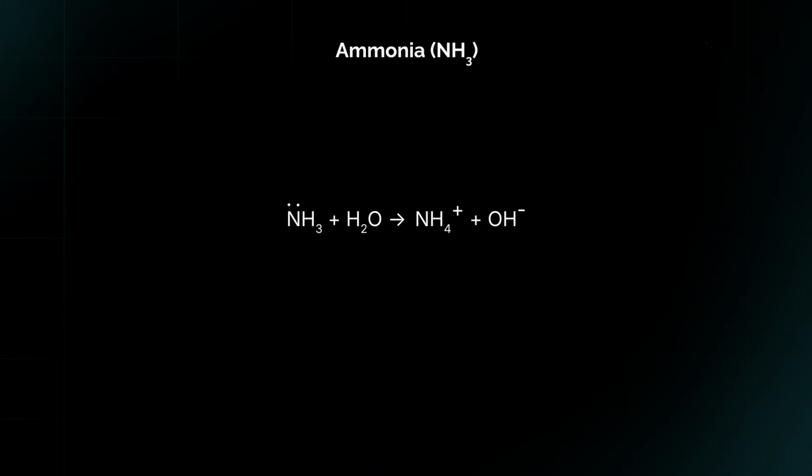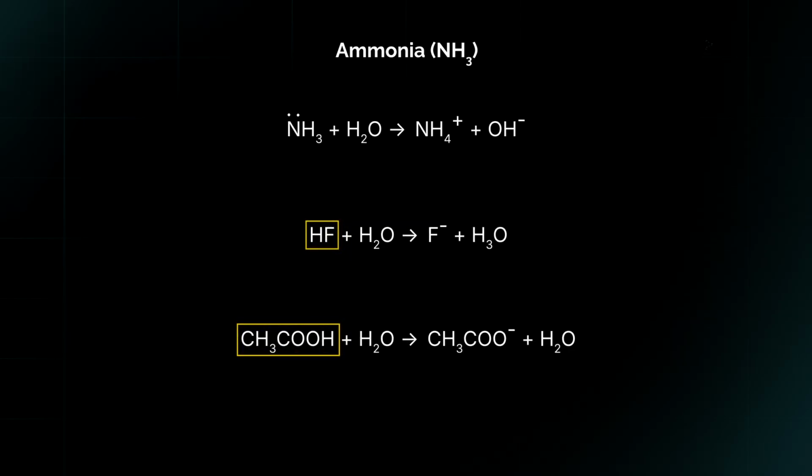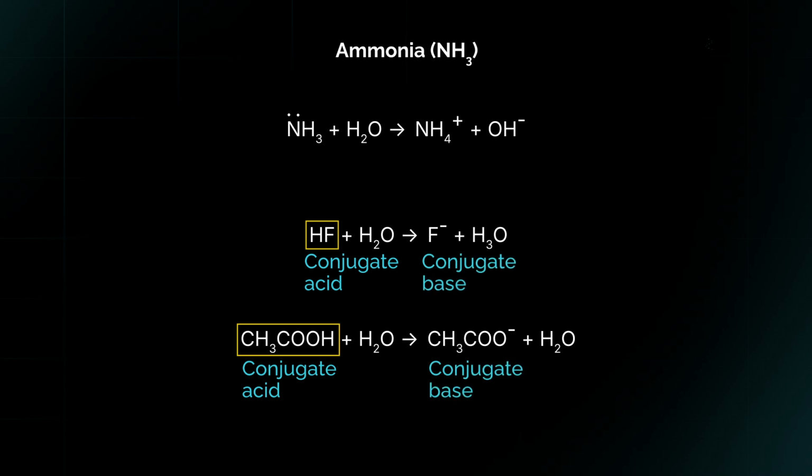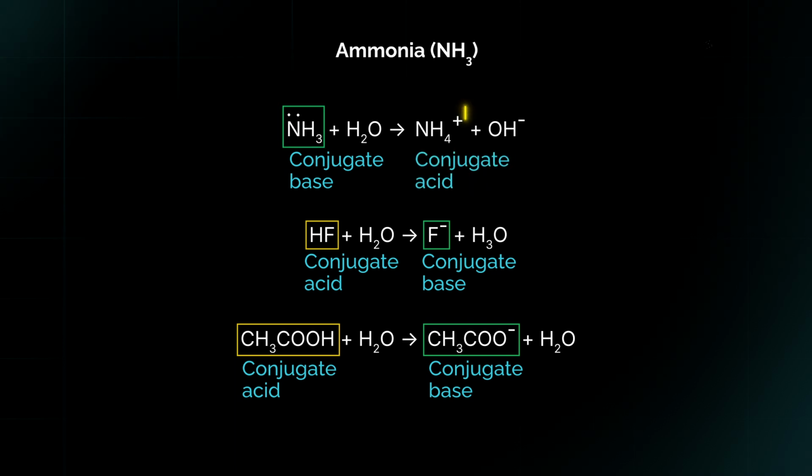One of the main differences we need to consider here is charge. For HF and acetic acid, the conjugate acid form is neutral, and the conjugate base carries a negative charge. For ammonia, however, the conjugate base form is neutral, and the conjugate acid form carries a positive charge. This shift happens because ammonia is neutral in its conjugate base form and becomes positively charged in its conjugate acid form when it accepts a positively charged proton.